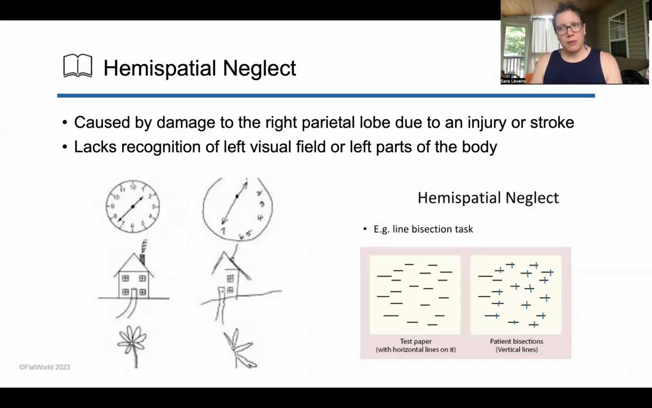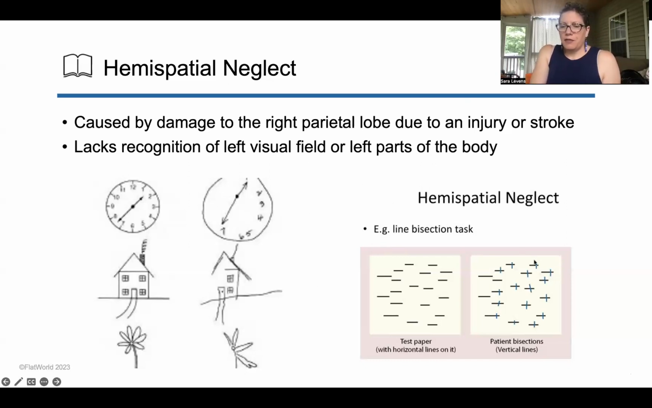And it doesn't happen as much with the left side to the right side, maybe because of some of the language production that happens on that side, but it is dominantly affected by the right parietal lobe. And it can be here. So these are just some examples of it.